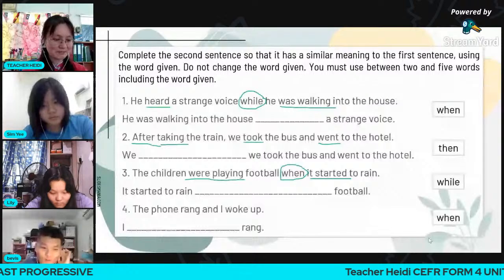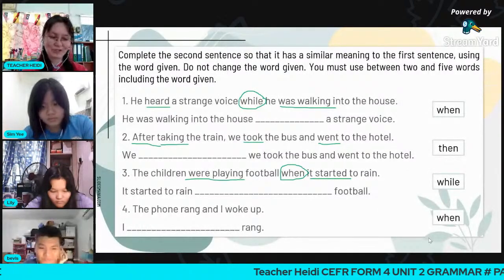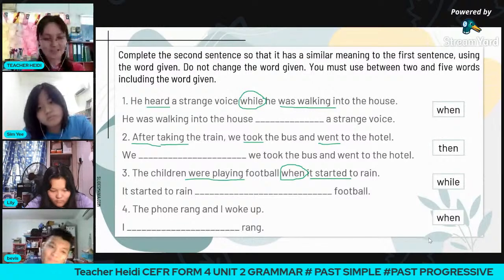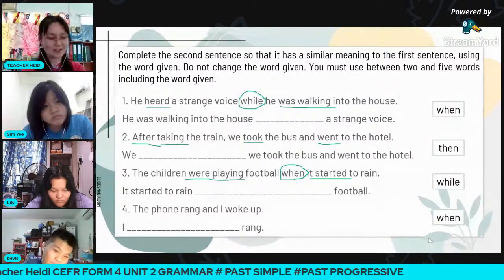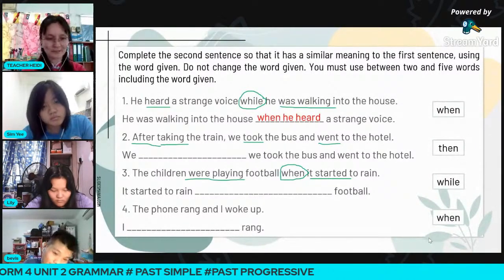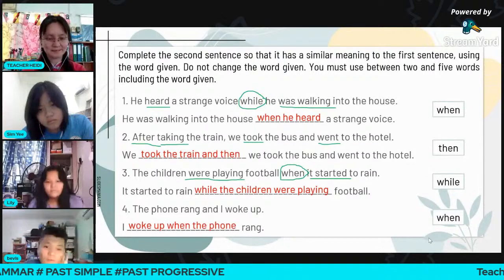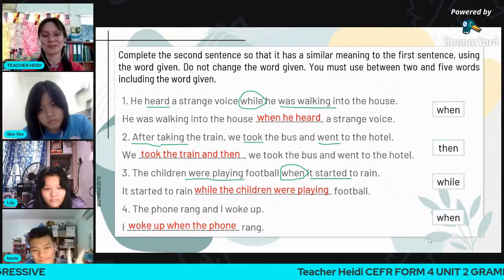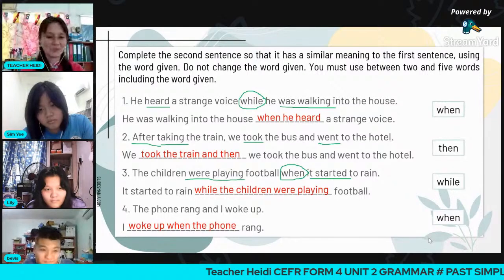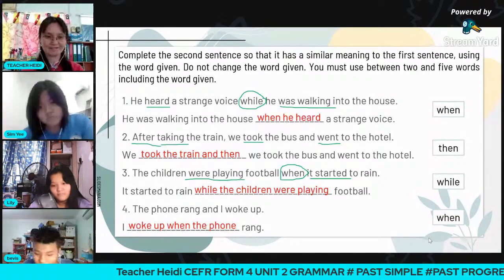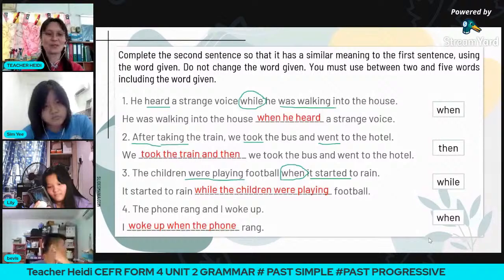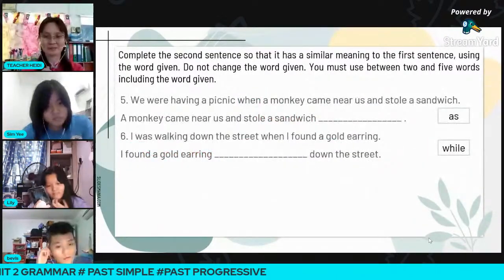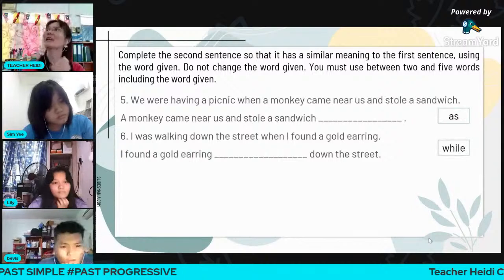I woke up when the phone rang. If you use the word when, it should be: I woke up when the phone rang. Okay, lah. The phone rang and I woke up. I woke up when the phone rang. Okay, all right. Let's go on to the next one. This one, two more before we end our class.